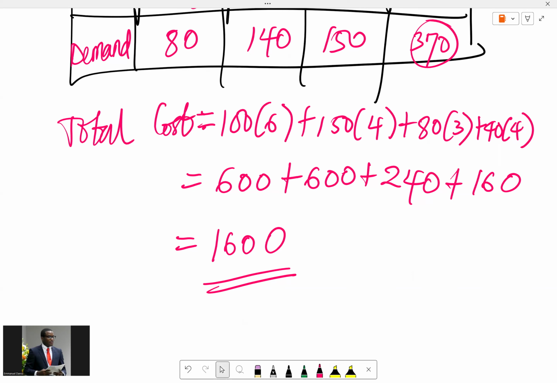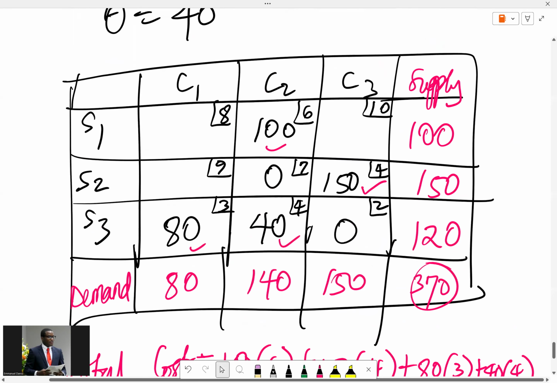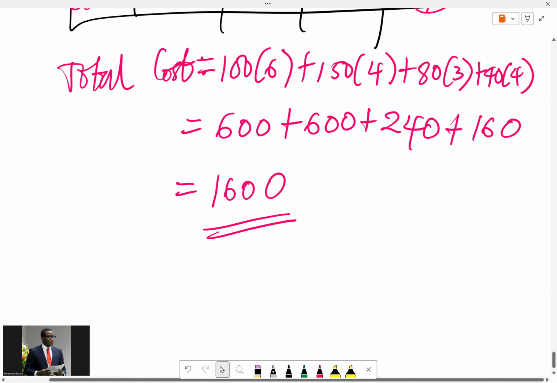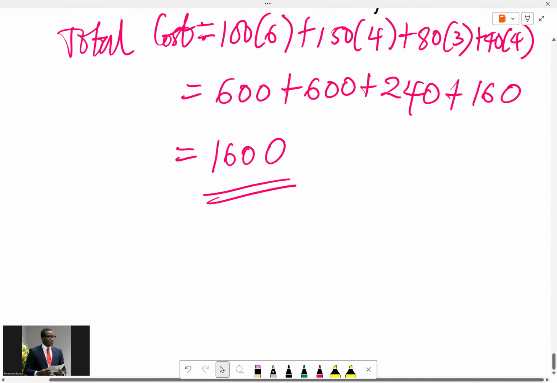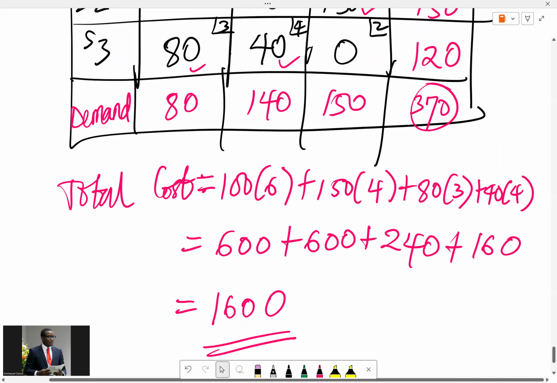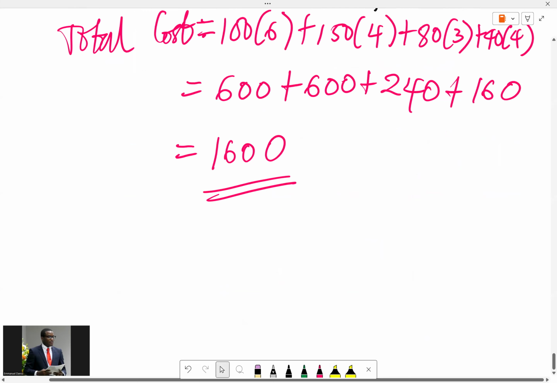So I am sure most likely that we have reached an optimal solution. But we cannot just assume we have reached it. We have to do the normal test, right? So we now need to check for optimality.